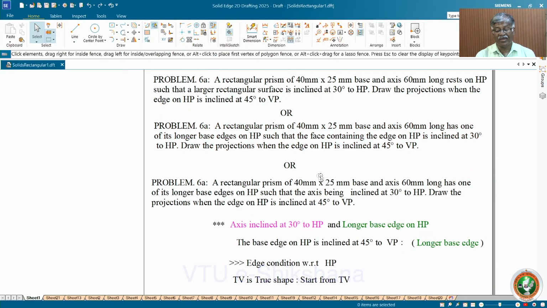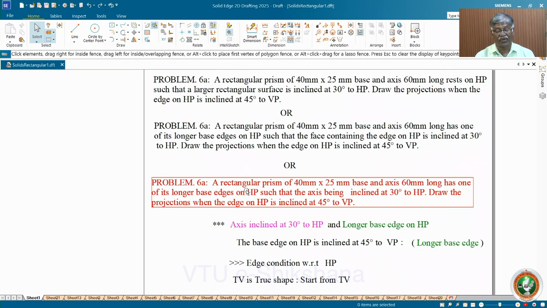Now, straightforward and regular problem as we worked out for all the prisms and pyramids so far. He has given the axis being inclined at 30 degree to HP. Draw the projections when the edge on HP is inclined at 45 degree to HP. Again he says as one of its longer base sides on HP.